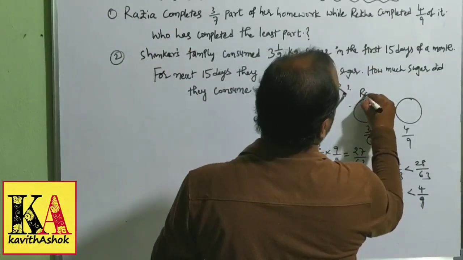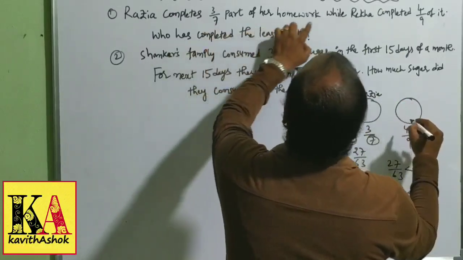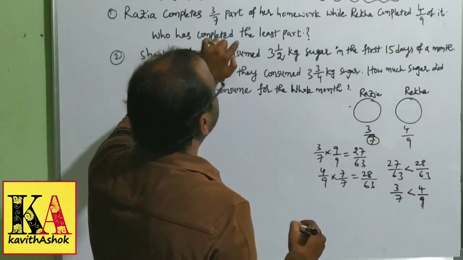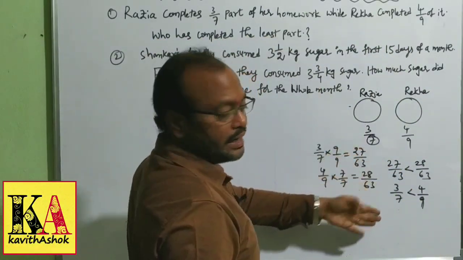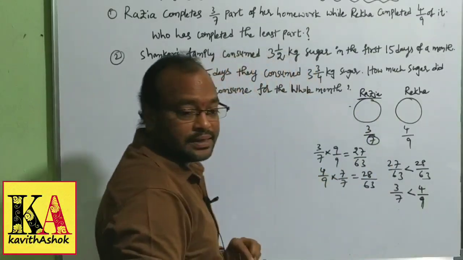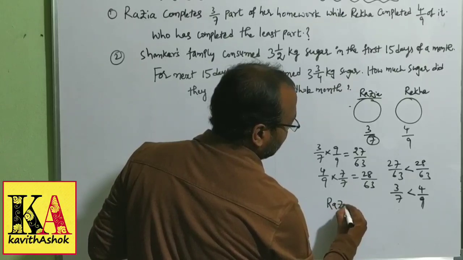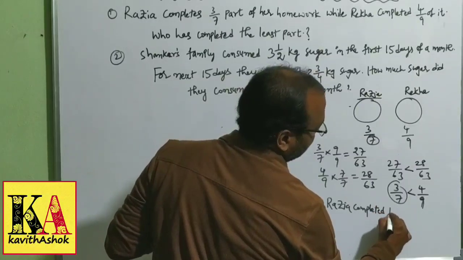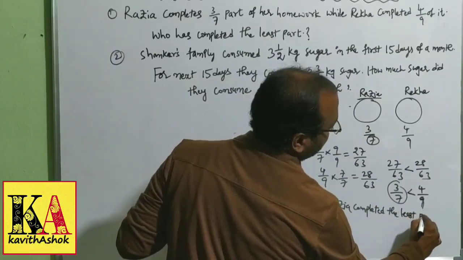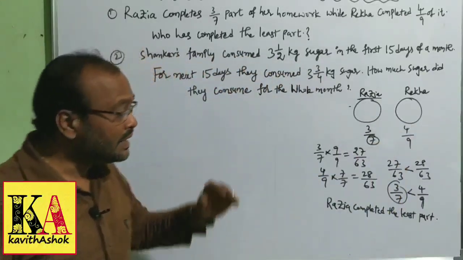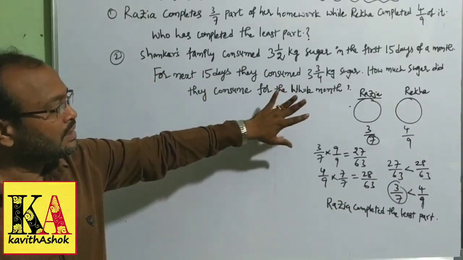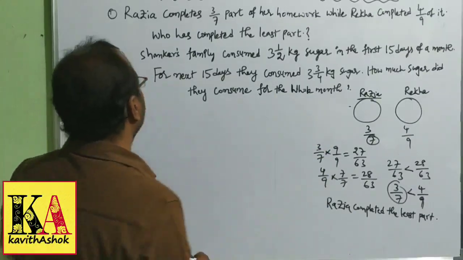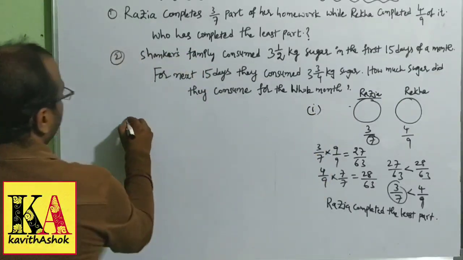This is the part of Razia and this is the part of Rekha. Is it clear now? What is the question? Who has completed the least part? According to this, Razia completed the least part, isn't it? Razia, why? Because this is less than that. So like this, by using our comparison method, we can decide whether Razia completed least or Rekha completed least. Now clear? Now go for the second question. This was about the first one. Go for the second one.